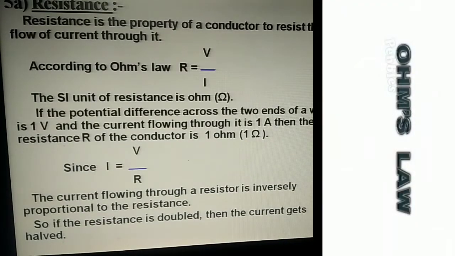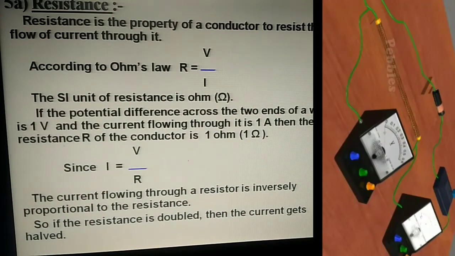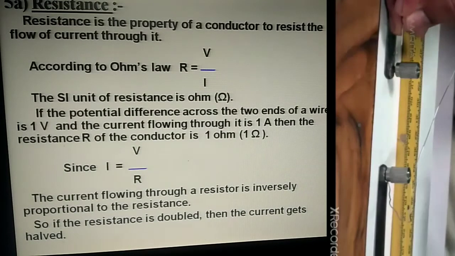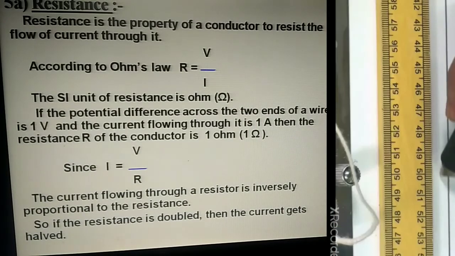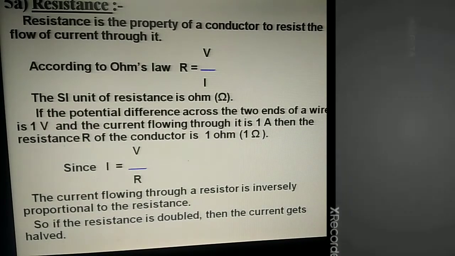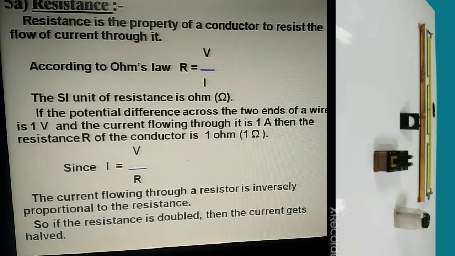Again, resistance is the property of a conductor to resist the flow of the current through it. According to Ohm's law, R is equal to V by I. The SI unit of resistance is ohm. If the potential difference across two ends of a wire is 1 volt and the current flowing through it is 1 ampere, then the resistance R of the conductor is 1 ohm. Since I is equal to V by R, the current flowing through a resistor is inversely proportional to the resistance. So, if the resistance is doubled, then the current gets halved.